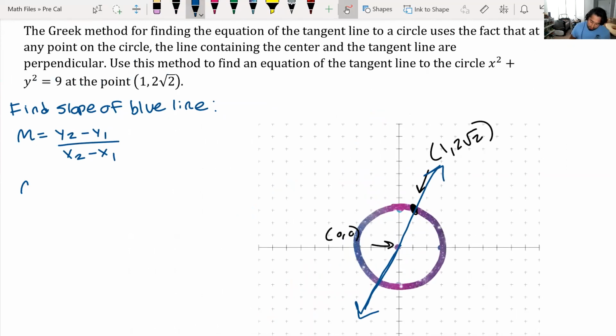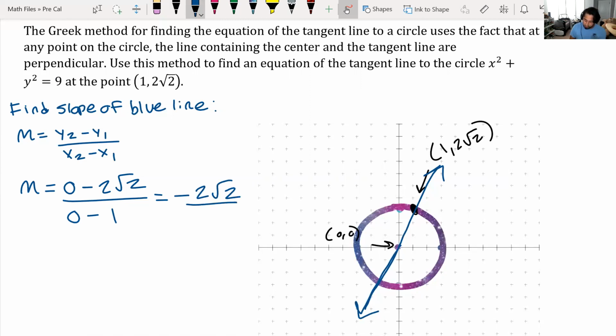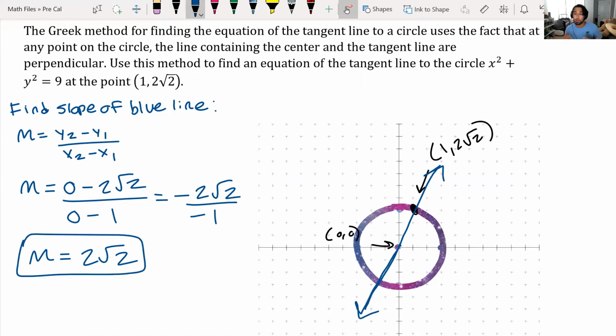So I'll have m equals, and I'll say my y2 value is 0, and my y1 value is going to be 2 square root of 2. My x2 value is also going to be 0, and my x1 value is going to be 1. Simplify it, and you get -2 square root of 2 over -1, or positive 2 square root of 2. So that is the slope of the blue line.